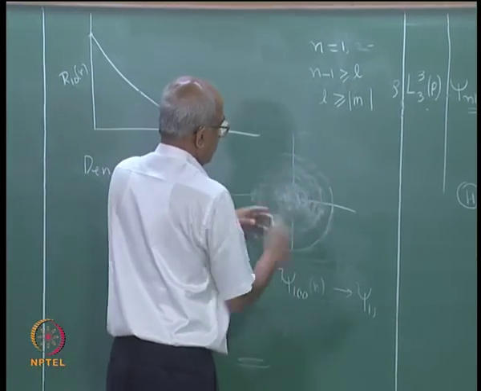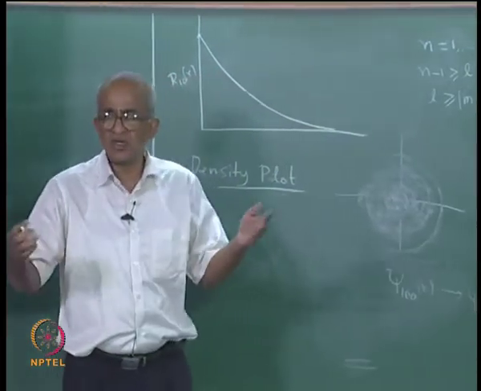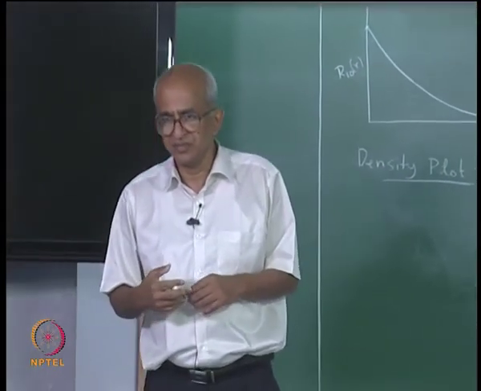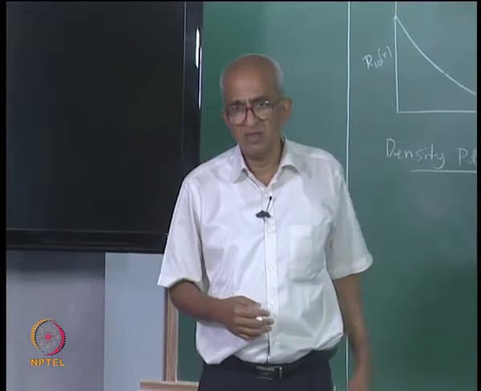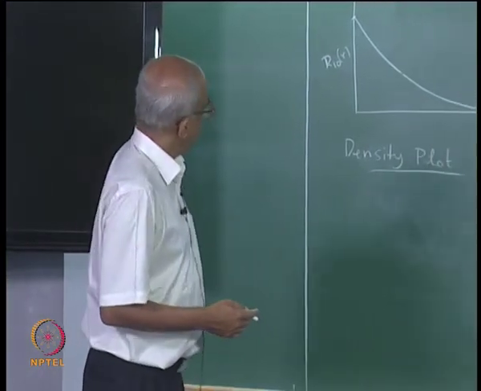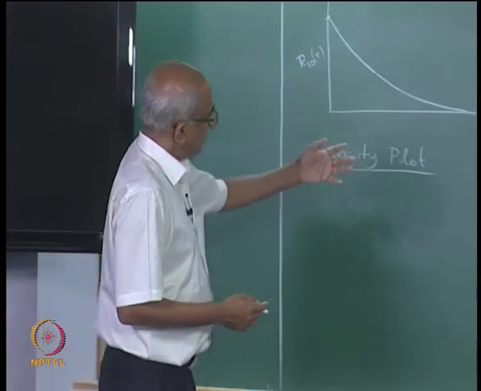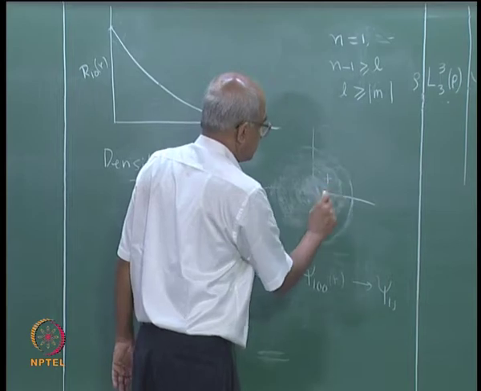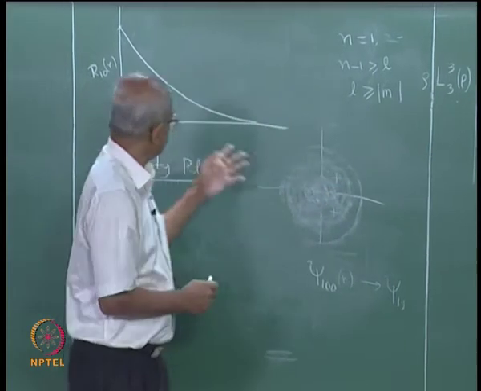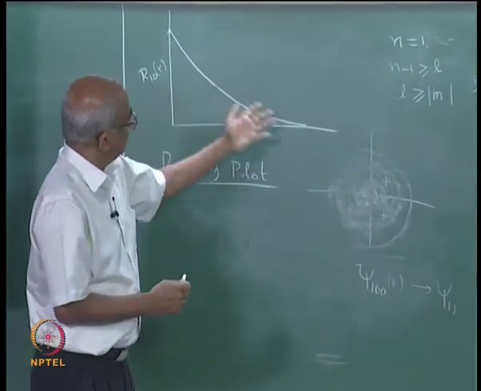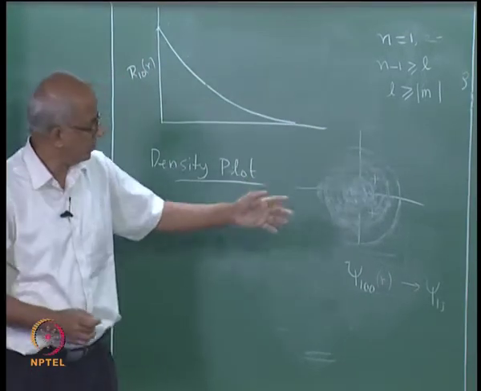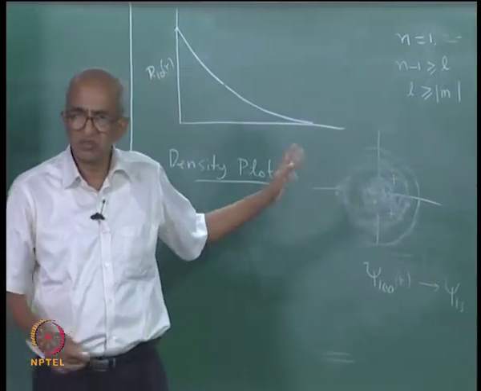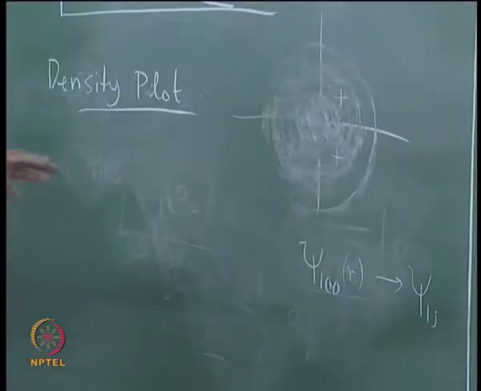The density of shading will be maximum at the origin, and as you go away, the function is going to decrease, correct. Now, I should also tell you that this particular function is positive everywhere. You look at it, it is everywhere positive. So, you would also indicate that by putting positive signs, and you will see that this is the way the 1s atomic orbital is represented in textbooks.